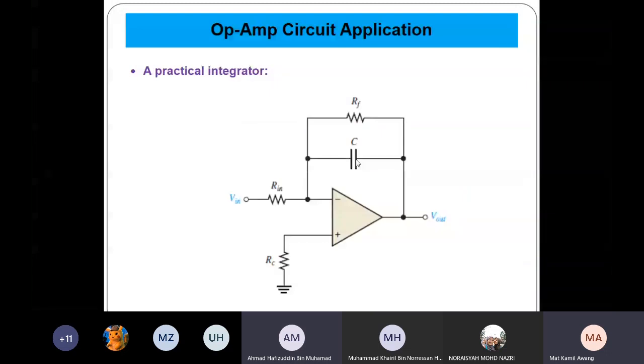So this is actually the integration. I see. So a practical integrator is where you have an RF, not just the capacitor. This is the practical integrator circuit.